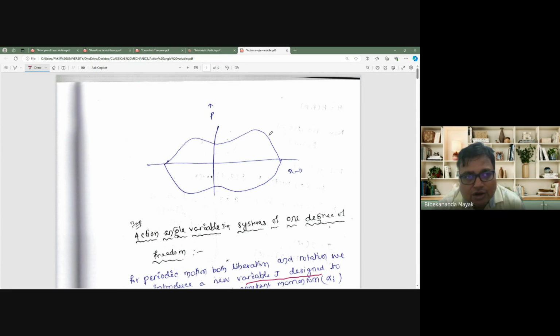So any doubt from any sections? Only one last class will remain. I will take it tomorrow, 4 to 6. What we left for phase space, we'll discuss there, or Poisson bracket if anything is left, then we'll discuss tomorrow. Okay, any doubt?